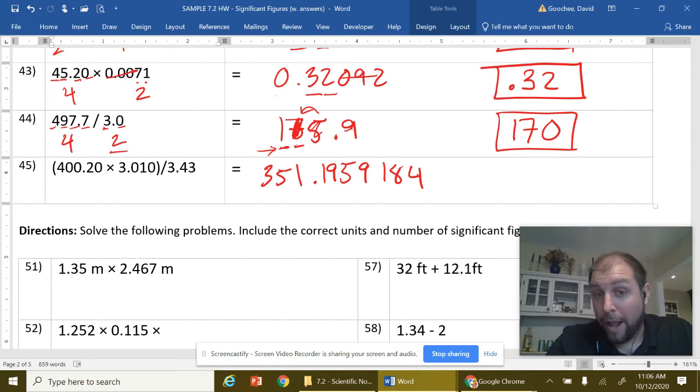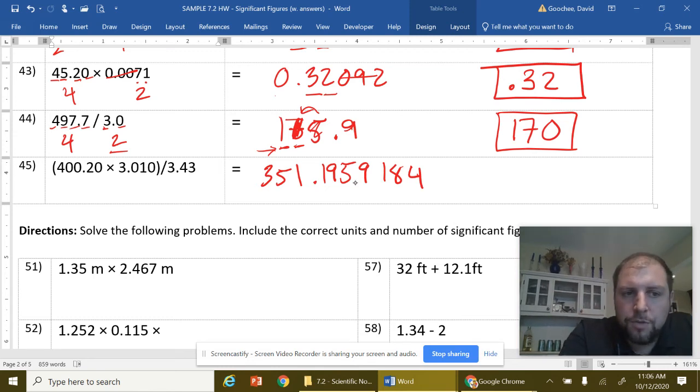But we have to round this number. And again, this number could keep going for a million decimals, but we don't know what's out there really, because these numbers plugged in, we only knew them to a certain amount. And so our answer, we can only know to that same amount. So again, we look at the numbers that we started with. Whichever has the fewest significant figures, that's what our answer has to be rounded to.